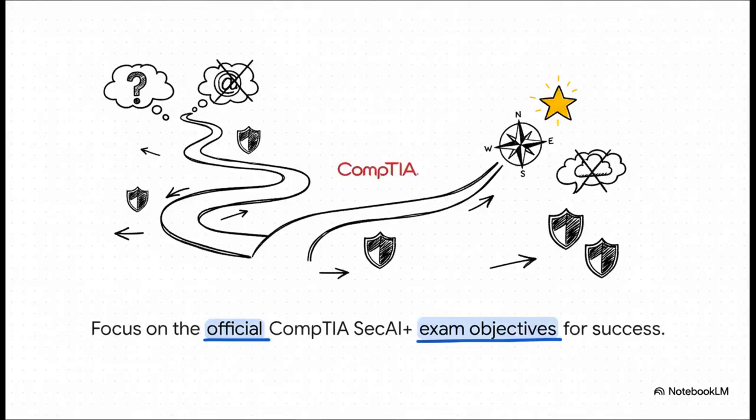And look, this might be the single most important piece of advice I can give you. Your number one study tool, your Bible, has to be the official CompTIA exam objectives. I'm serious. If a topic is in that PDF, you need to know it. If it's not, don't even waste a second on it. That document is your roadmap. It's the treasure map that leads you straight to a passing score.